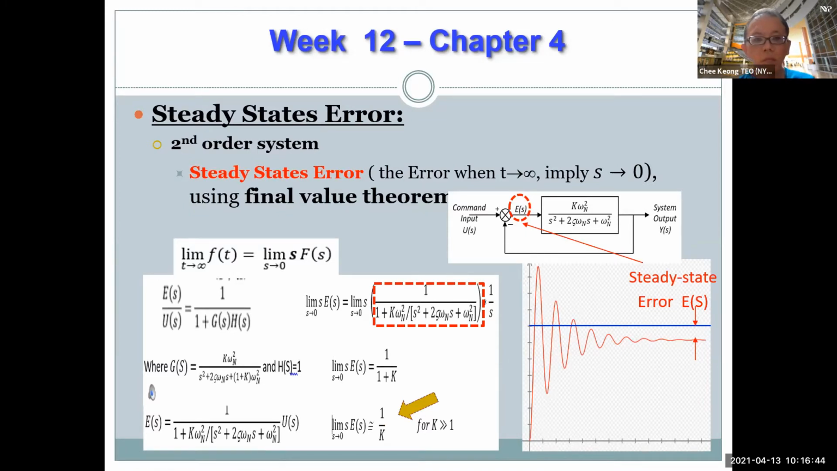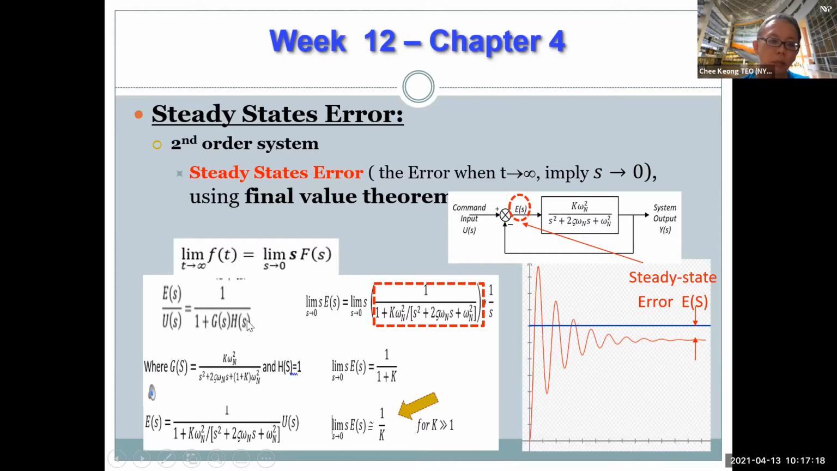Similarly, for steady state error, replace E of S with the error for the second order generic equation using 1 over 1 plus G of S H of S, and do the same analysis. Finally, you will notice that the steady state error will approach 1 over K if K is much greater than 1. Also, this is for the steady state error, which is here. And remember, the steady state error is given by this general equation, E of S over U of S. That means error divided by input is 1 over 1 plus GH, right?